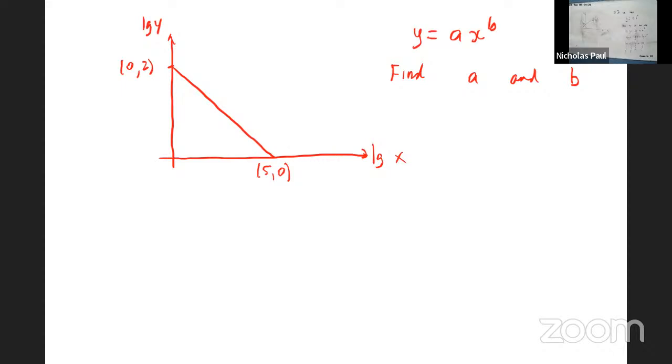Right, now go ahead and find B and E closer. What's the gradient? No, I didn't mean that. I meant when you linearize it. Gradient is what? B. And the y-intercept is log A. Right? Tamia, you got that?